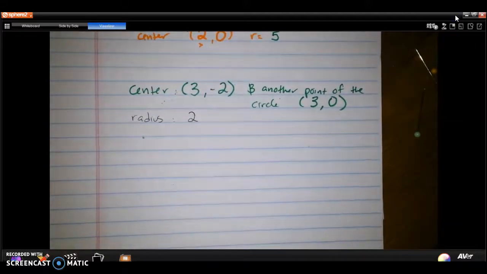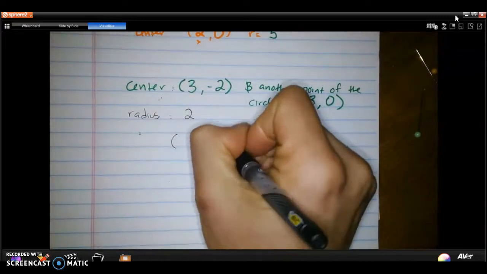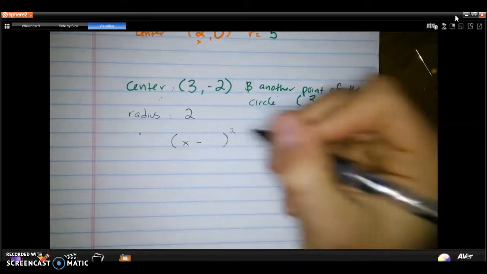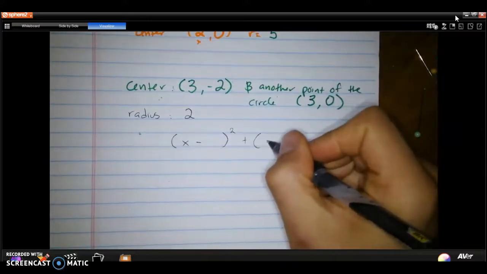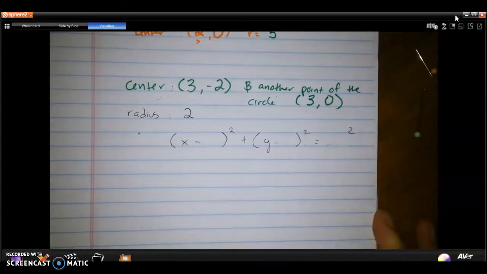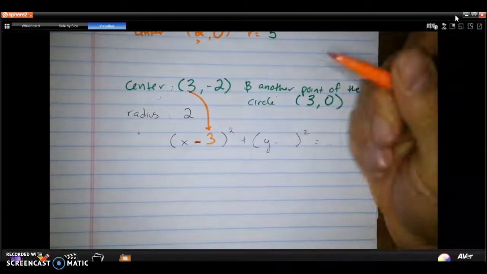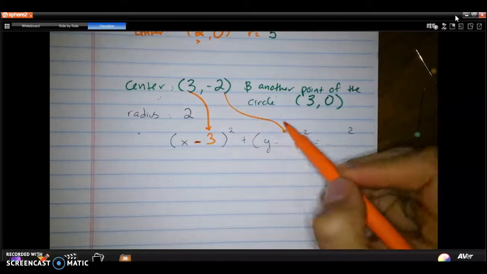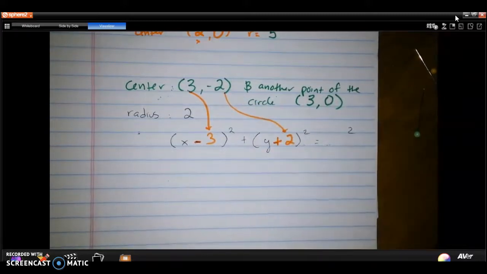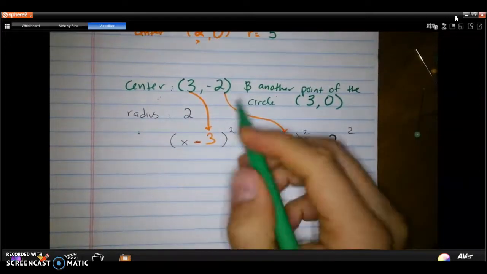Once you have this information, it's really easy for us to write out the equation. Our equation, just like we did in the first video, is x minus blank squared plus y minus blank squared equals blank squared. Our center: opposite of 3 is -3, opposite of -2 is +2. And now we know our radius is r squared.